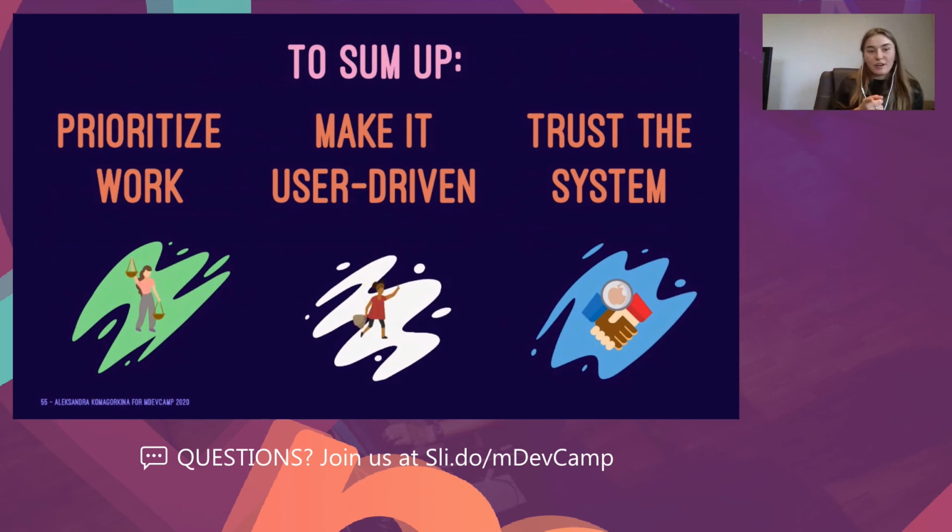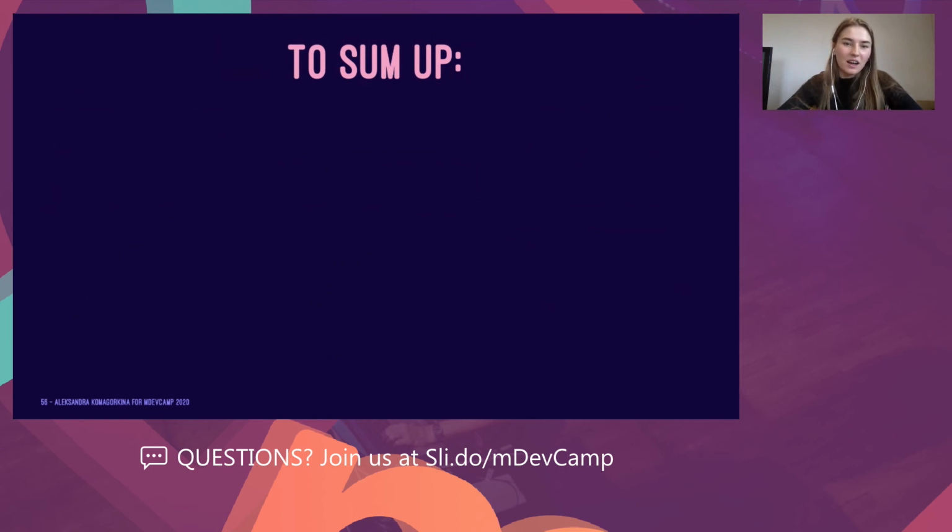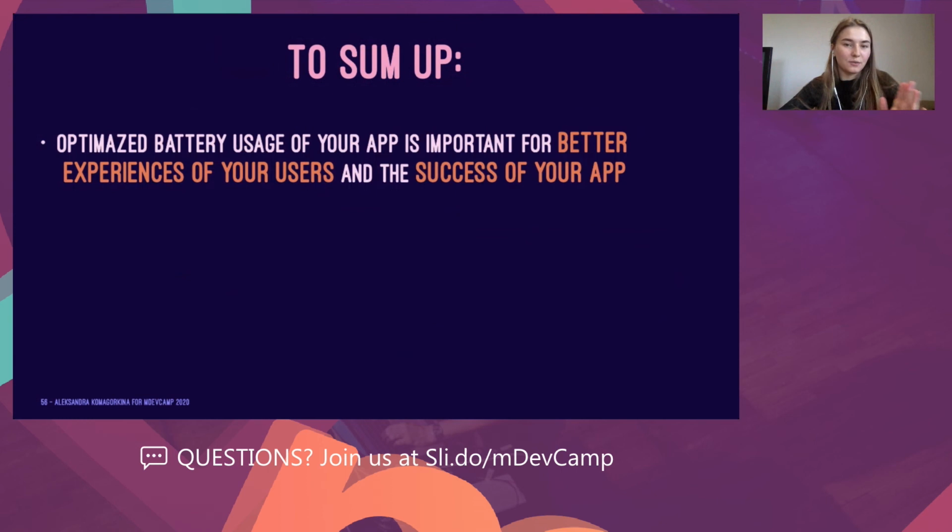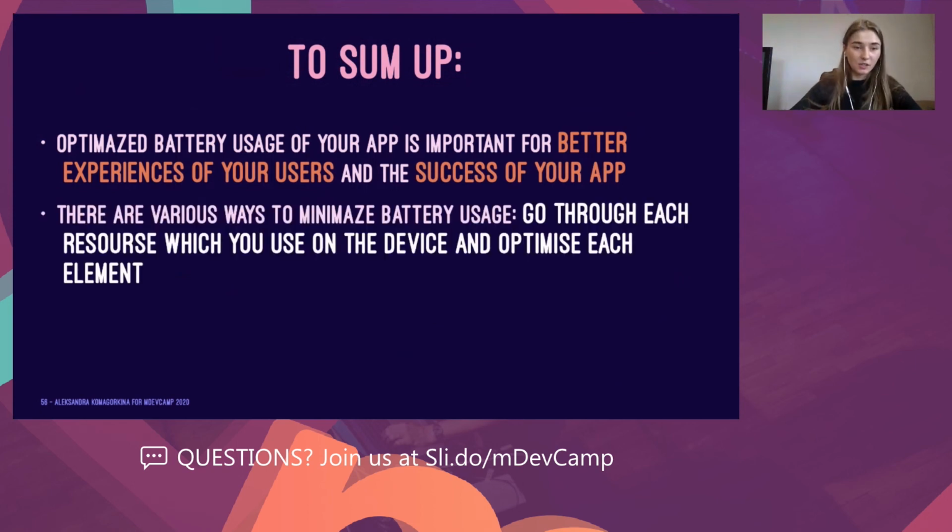To sum up, the 3 important things of the strategy while building any iOS app without thinking about battery optimization are: prioritizing your work, thinking about why you're doing certain things, when, how often, with whom, everything there; make it user-driven; and trust the system. Also, optimizing battery usage for your app is important for a better experience for your users and for the success of your app. This is what you should be talking about with your team or with your manager or with anybody who is making the decisions about which features you are going to implement soon.